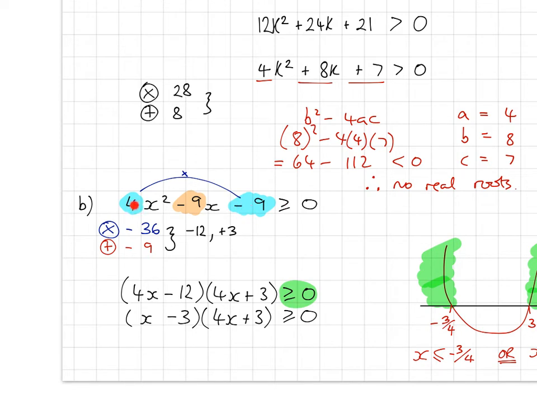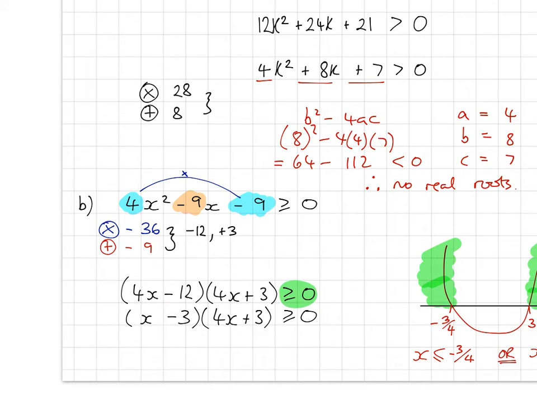So you start by timesing the first and the last term, but don't forget the sign here. So that gives me minus 36, and then my b term here becomes what they add to. So a pair of numbers that times to minus 36 and add to minus 9 are... so what I do then is I drop just the squared term from the 4x squared and get 4x and 4x. And then here, if you can cancel down any of these brackets, you must do.